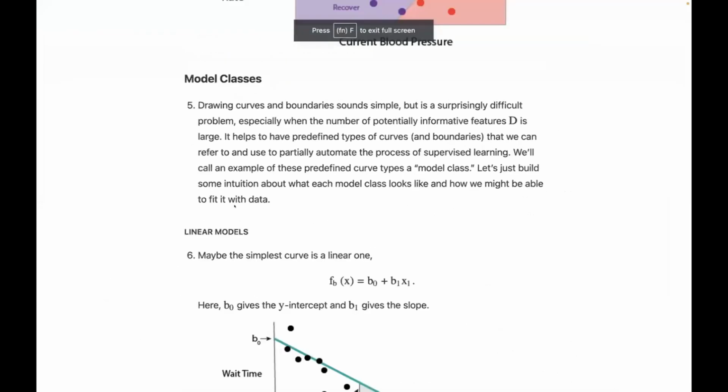Okay. So we need to go from this very large collection of potential curves or potential boundaries, and then find the right one. But then how do we even define the potential curves or the potential boundaries, right? Different models correspond to different sets of curves or different sets of boundaries.